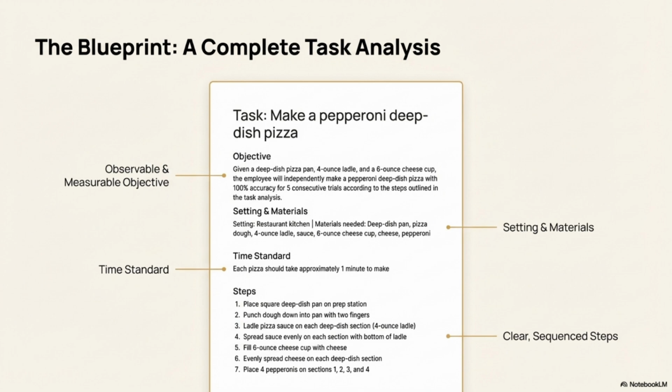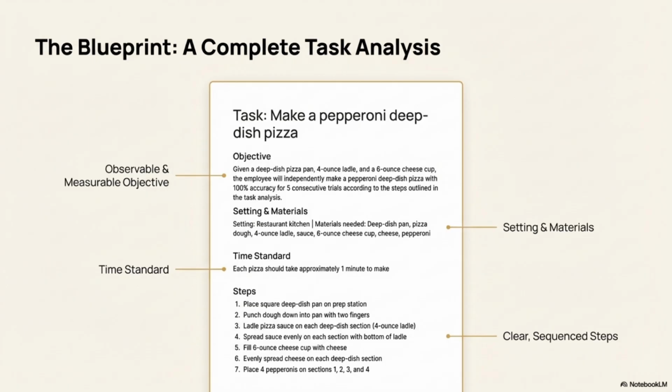the task analysis. Time standard: each pizza should take approximately 1 minute to make. Steps: place square deep dish pan on prep station. Punch dough down into pan with 2 fingers. Ladle pizza sauce on each deep dish section, 4-ounce ladle. Spread sauce evenly on each section with bottom of ladle.